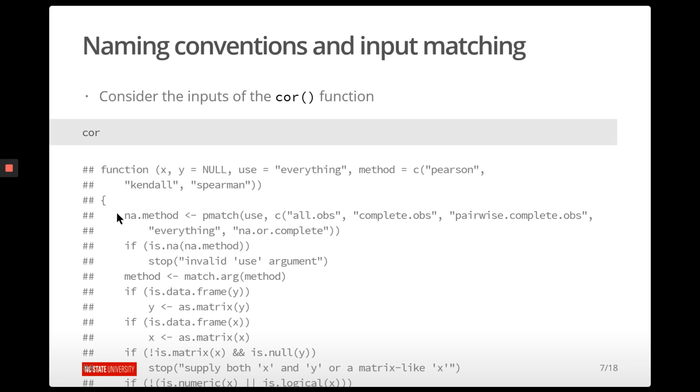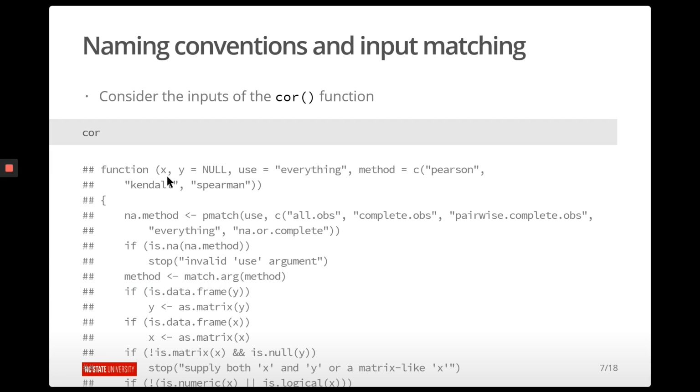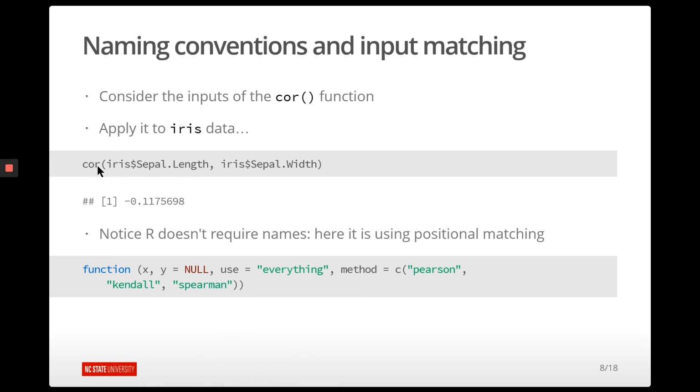And so let's just look at the inputs for the core function. Notice that they have x and y to represent their vectors. And so this easily allows us to supply these vectors here. And when people see x and y, they tend to think vectors. But notice that also we did not specify x and y exactly here. We just used first and second argument. And so R here is using what's called positional matching.